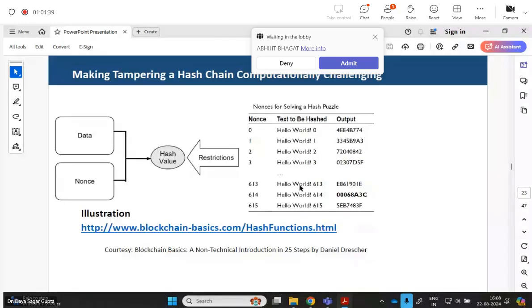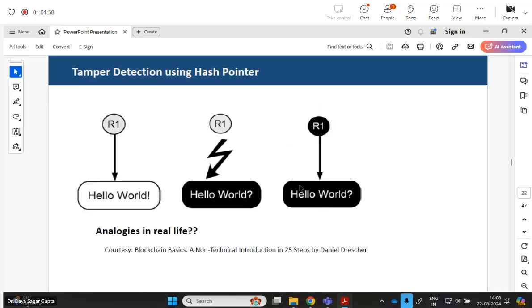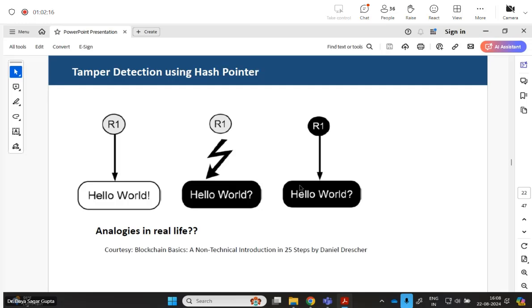Now let us have this discussion: making tampering with the hash chain computationally challenging. So how can we avoid the previous problem? What is the problem here? If somebody changes the message, and he can change the hash value as well, it is very attackable. The attacker can do it.